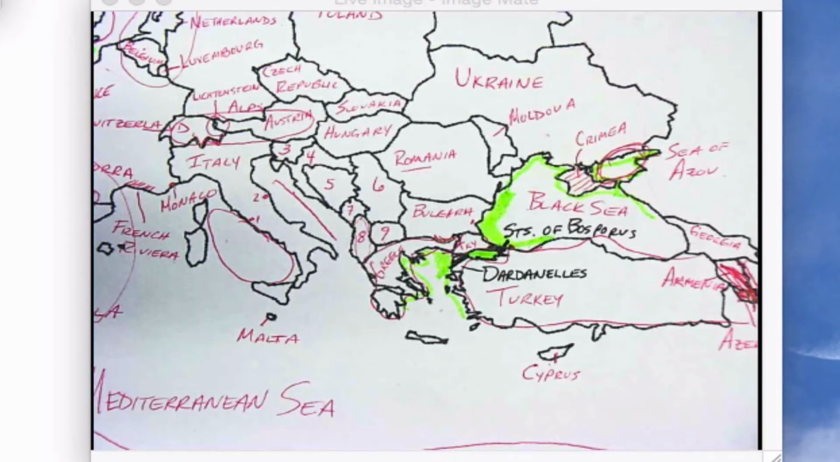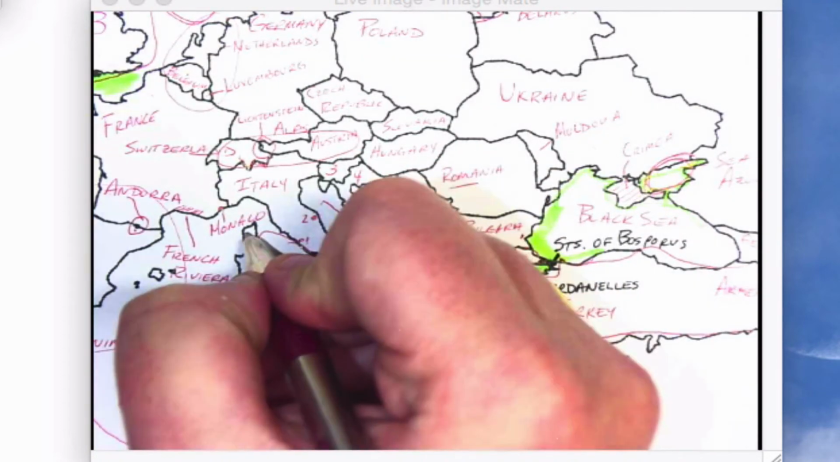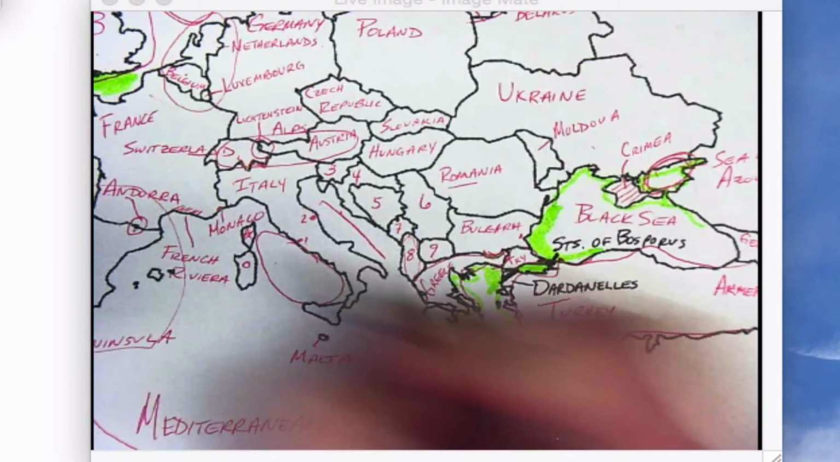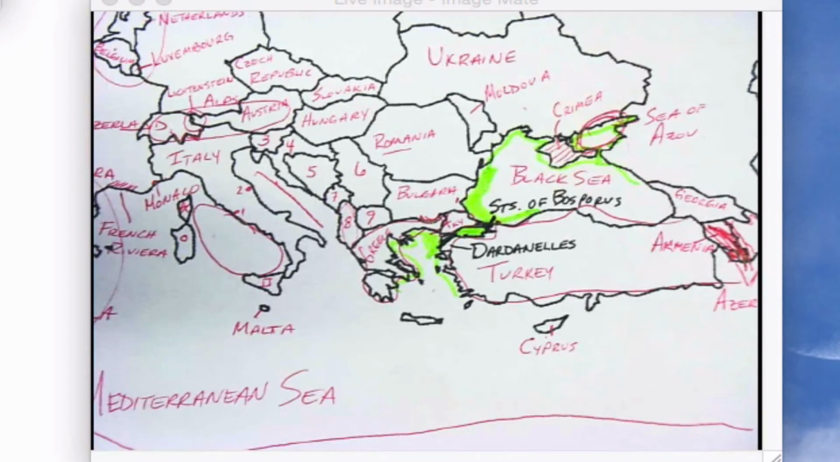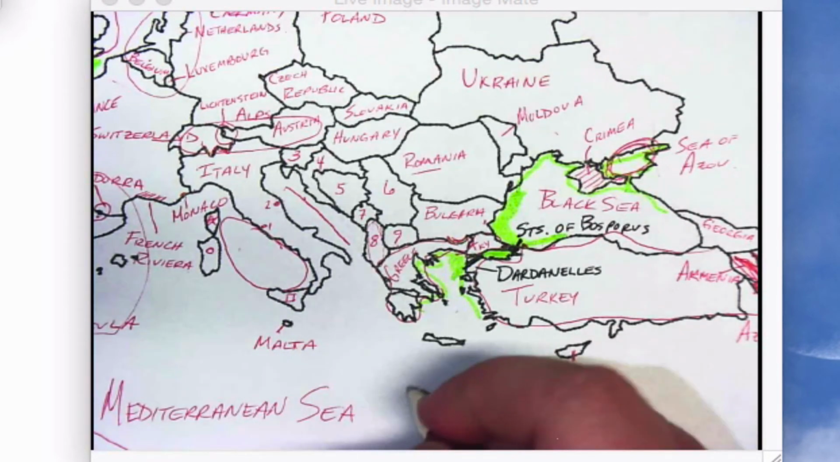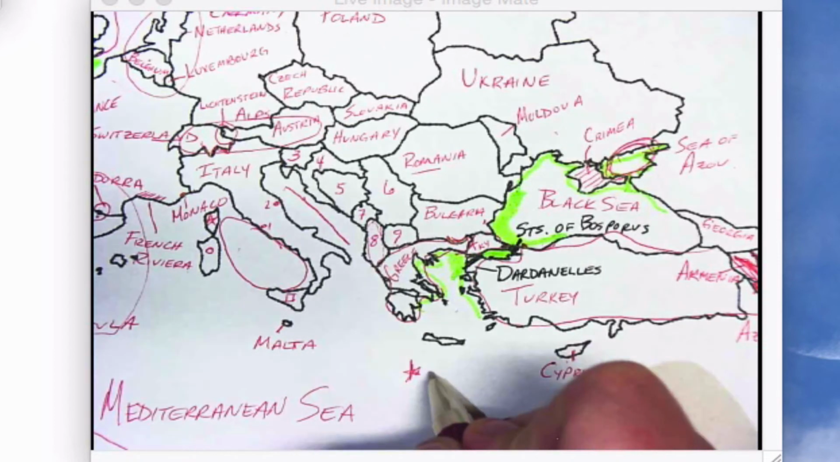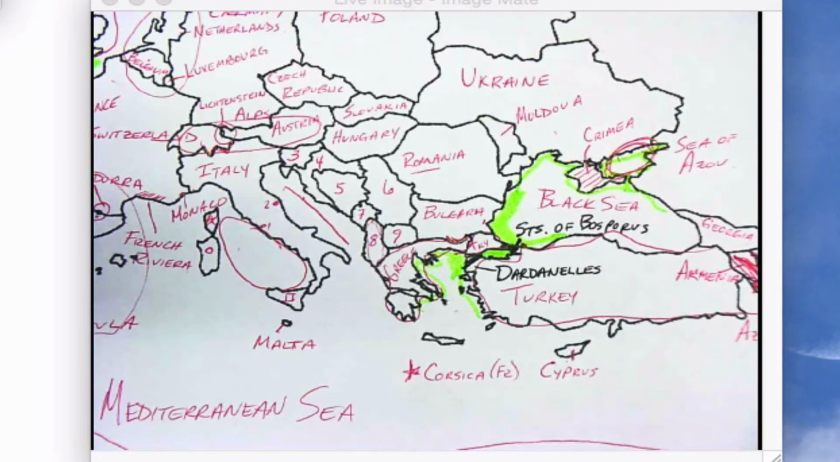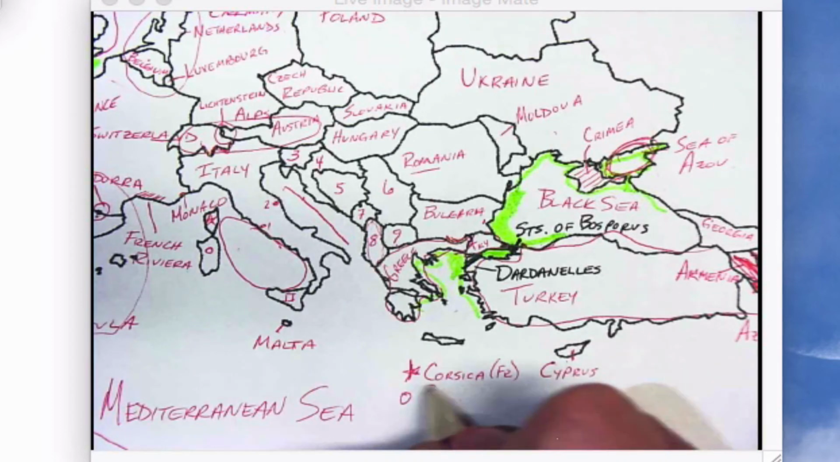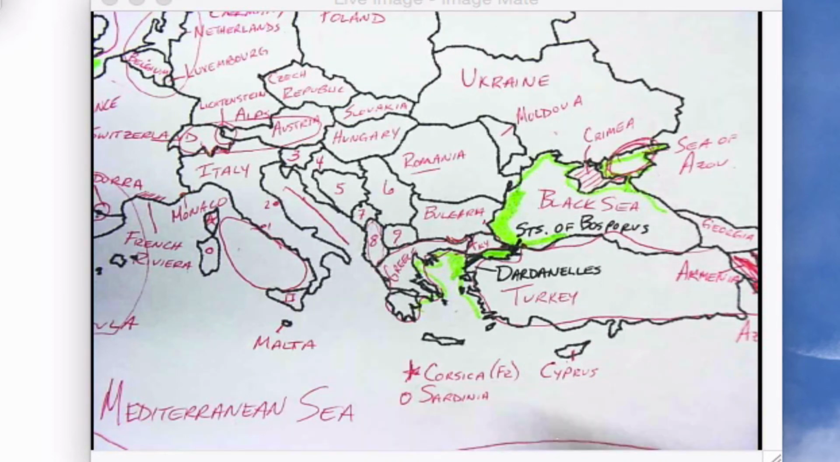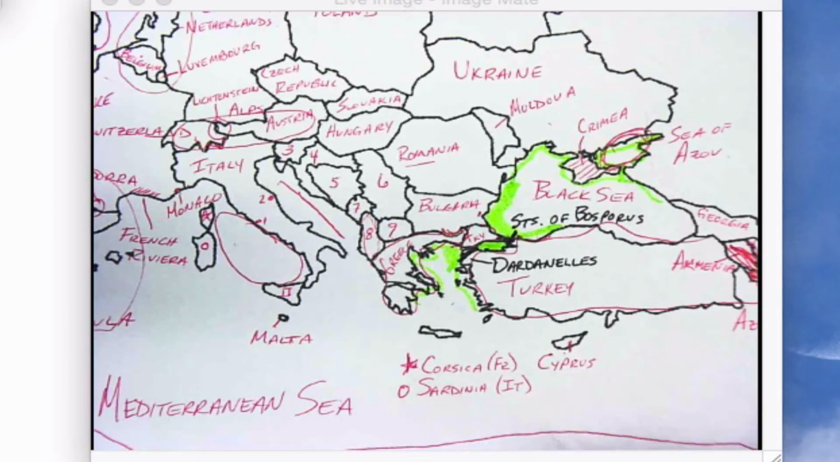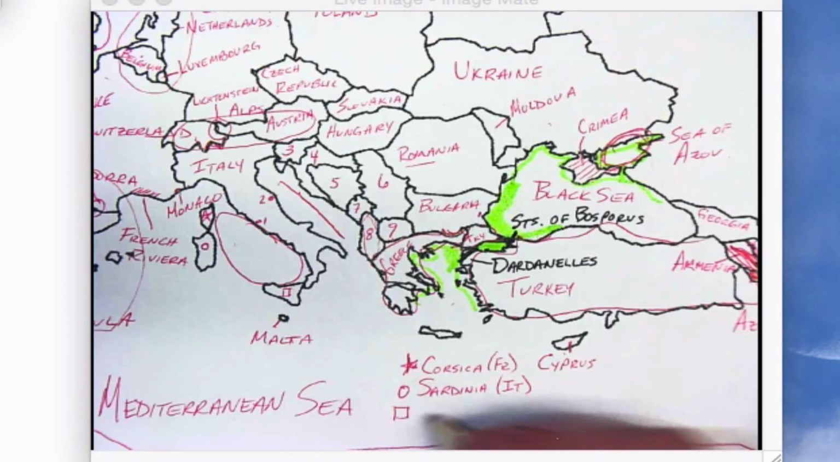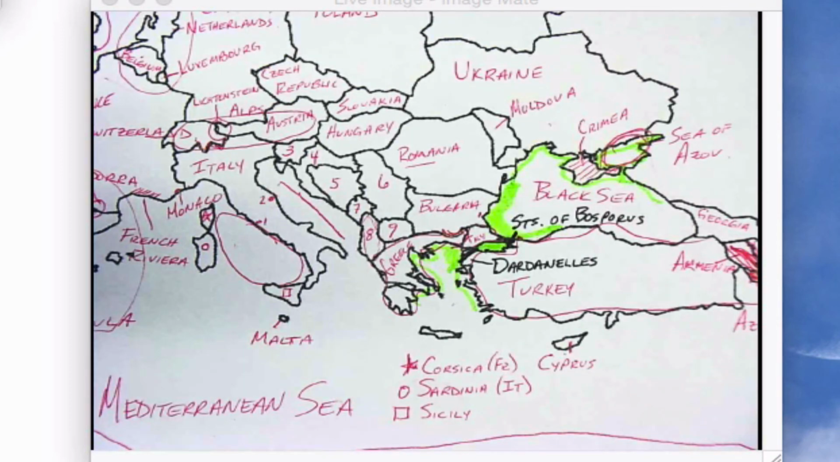Okay, few more extra credit possibilities. We're going to name these star, circle, and box. Star is the home of Napoleon. It is Corsica. It's not independent. It belongs to France. Circle is Sardinia. We're going to talk about it when we talk about the unification of Italy. And then I think most of you know the one that's right off the tip of Italy. That is Sicily. That, guys, is the entire map of Europe.